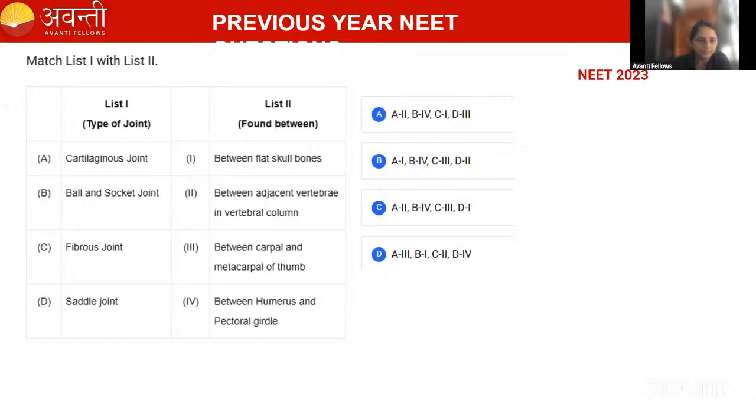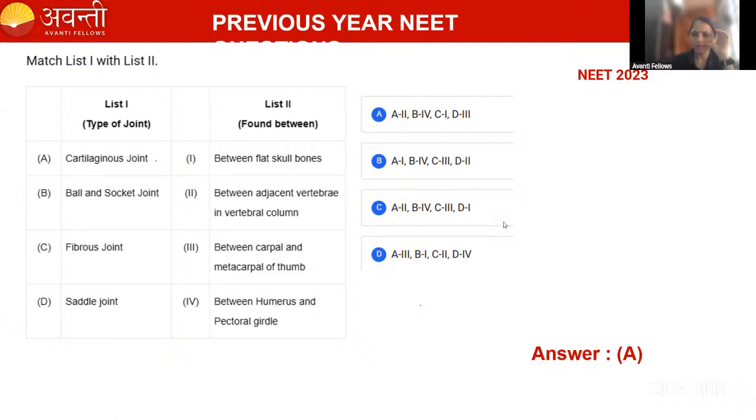Then the next question is about the joints only. You have to match the column A with the column 2. I am launching the poll. You can answer me in the poll. Meanwhile, we will answer this question. See here, guys, the cartilaginous joints. In the cartilaginous joint, there will be a slight movement, is there or not?